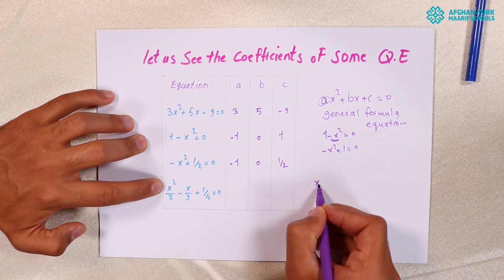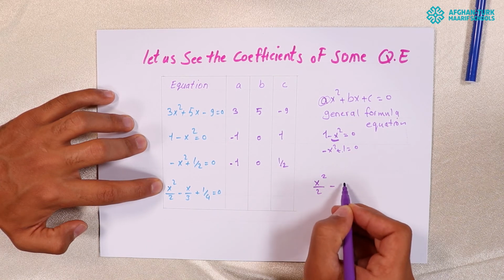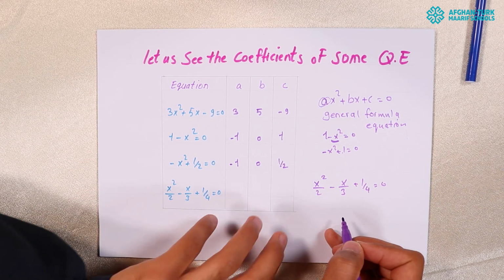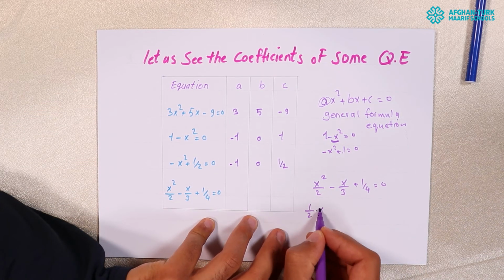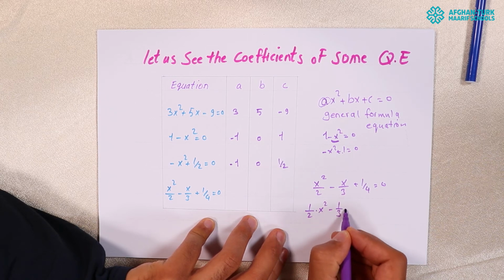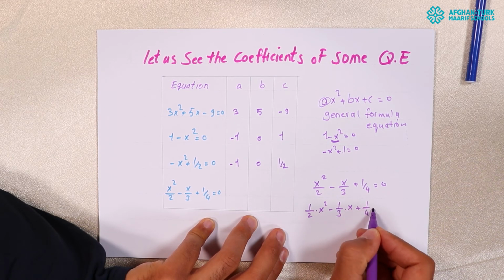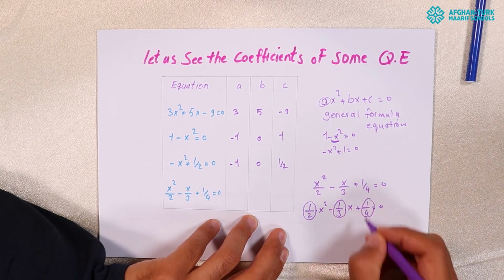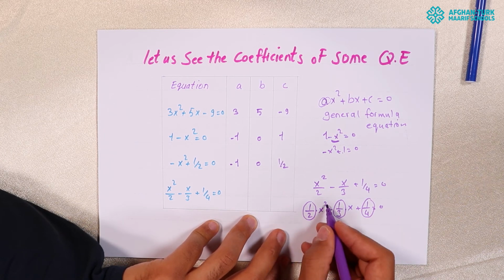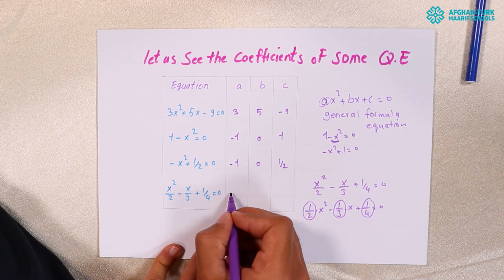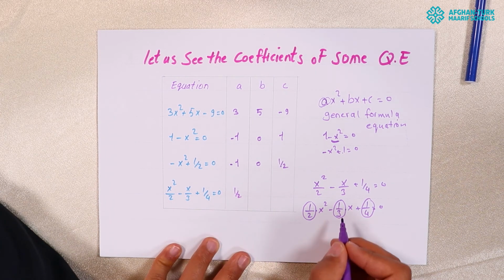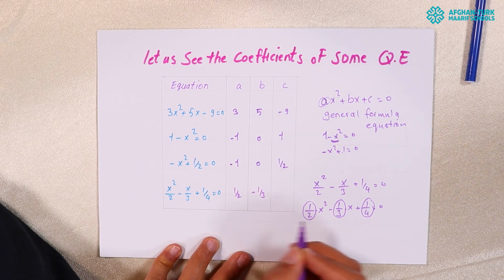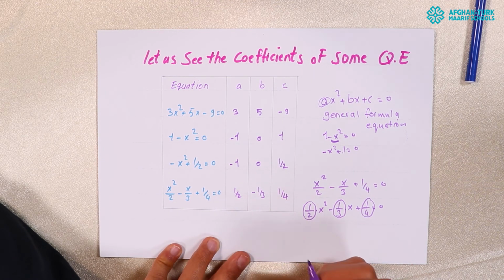Look, x squared over 2 minus x over 3 plus 1 over 4 is equal to 0. Look, can we write it like this? 1 over 2 times x squared minus 1 over 3 times x plus 1 over 4 is equal to 0. Look at the coefficients. The coefficient of x squared is a, so we can write 1 over 2. The coefficient of x is b, minus 1 over 3. And c is equal to 1 over 4.